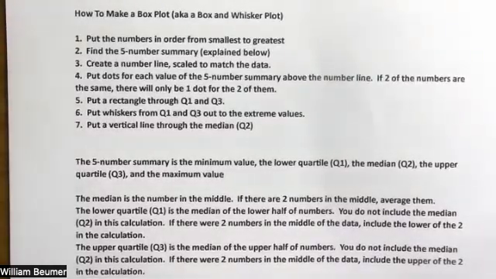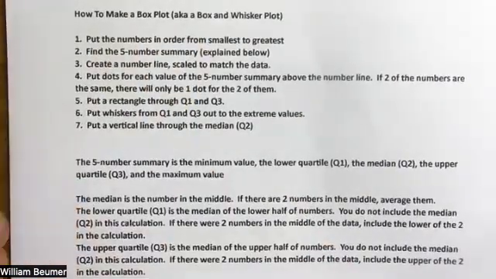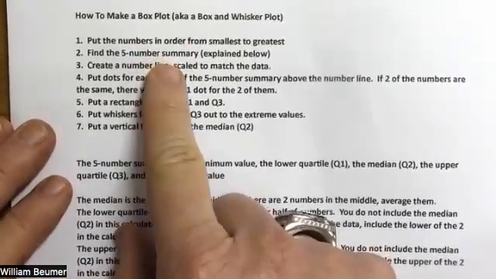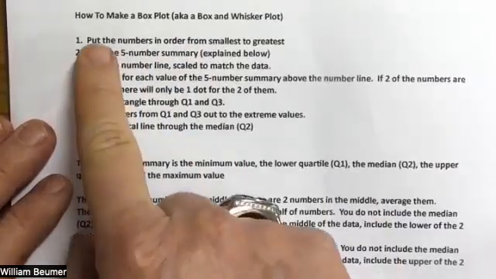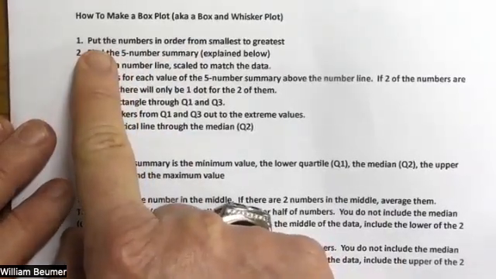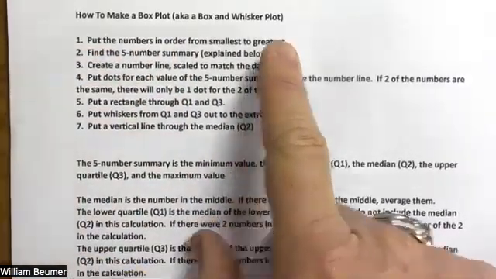Hello, it's time to learn how to make a box plot, otherwise known as a box and whisker plot. I'll take you through a few examples here to show you how to do that. If you follow these 7 steps, you should be in good shape. The first thing is to put the numbers in order from smallest to greatest.